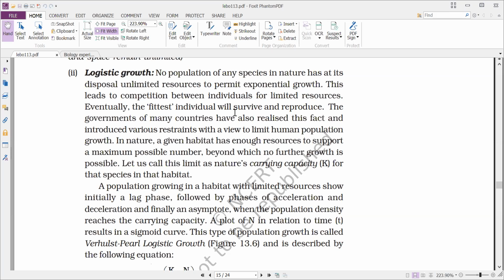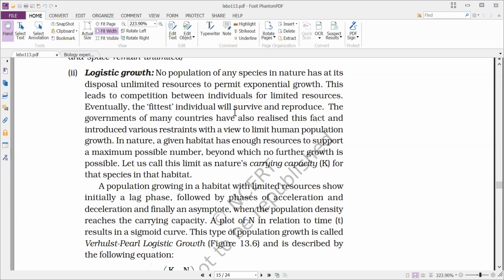In nature, a given habitat has enough resources to support a maximum possible number. That means in nature we'll find certain resources, but those resources can afford only a certain number, that maximum number, beyond which no further growth is possible. That means the environment is not supporting beyond that number.